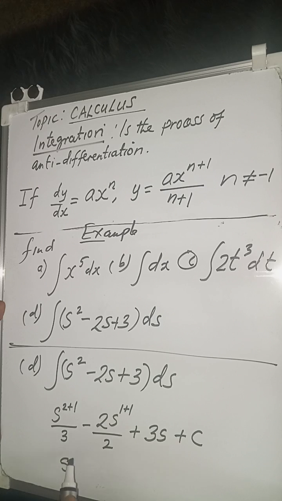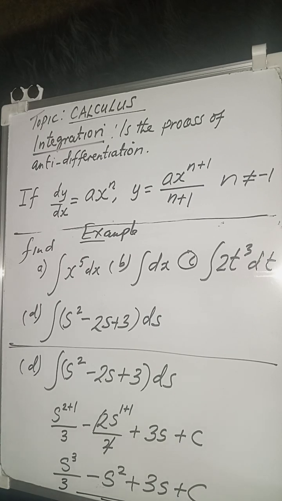So it will be s raised to the power 3 divided by 3 minus, remember this 2 and that 2 cancel, so it will be s raised to the power 2 plus 3s plus c. So that is what you have. That's the indefinite integral that you are going to have. Right, so basically that is the idea that you need to remember.